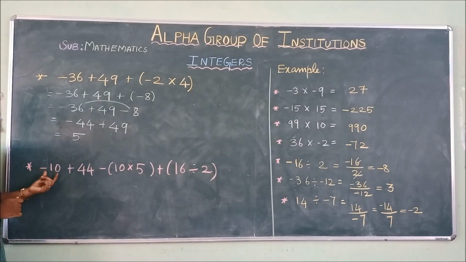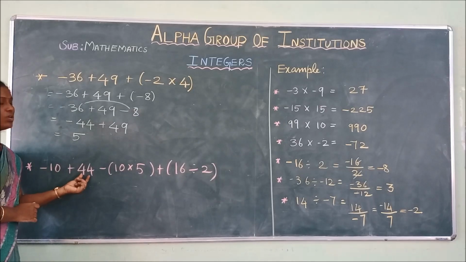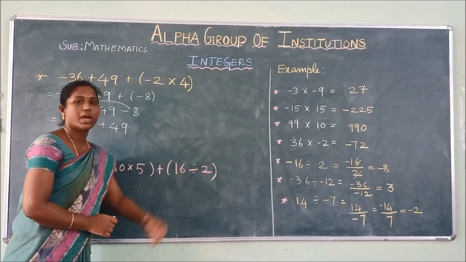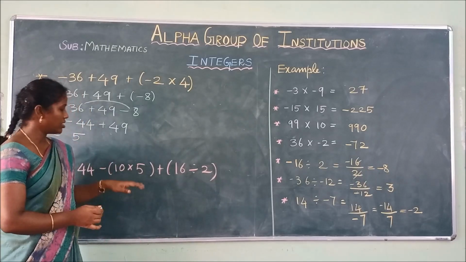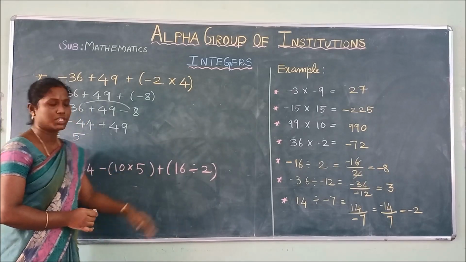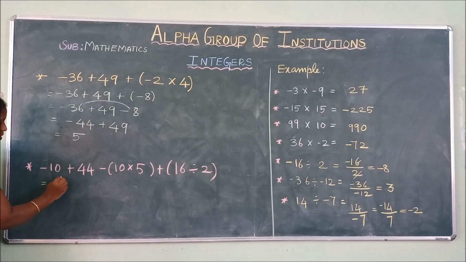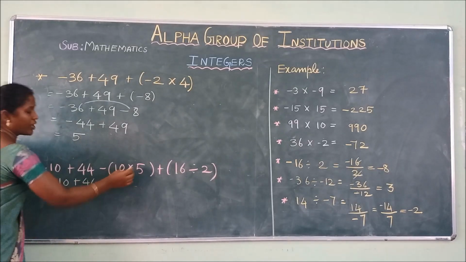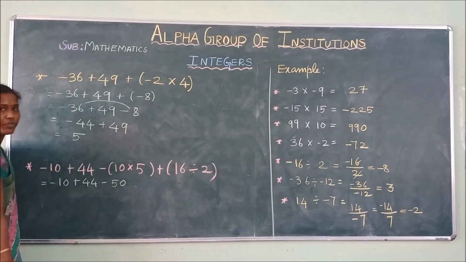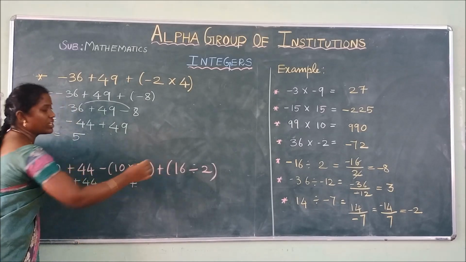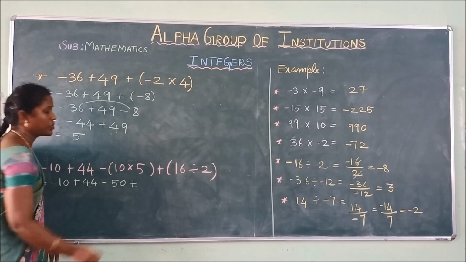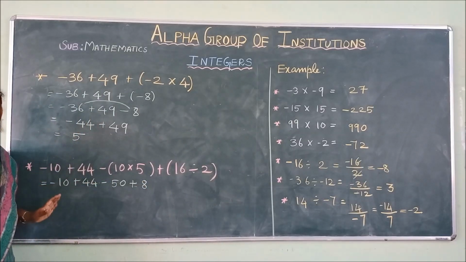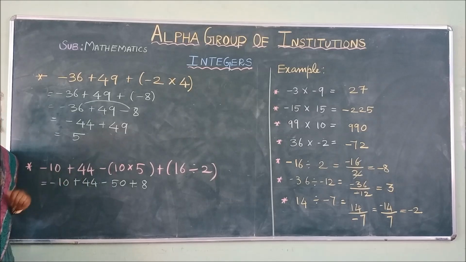The next example: minus 10 plus 44 minus 10 into 5 plus 16 divided by 2. Before adding and subtracting, just solve the multiplication and division first. So minus 10 into 5 is minus 50. So minus 50 plus 16 divided by 2. If I divide 16 by 2, it is 8, because 8 twos are 16. Now we have the expression using only plus and minus.